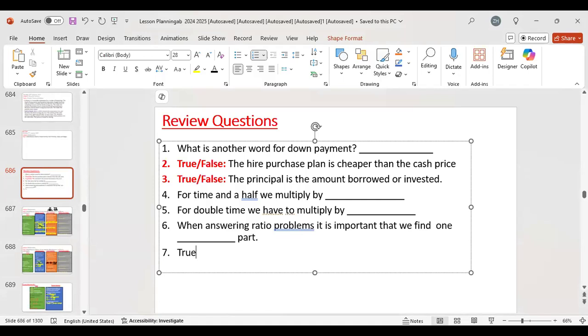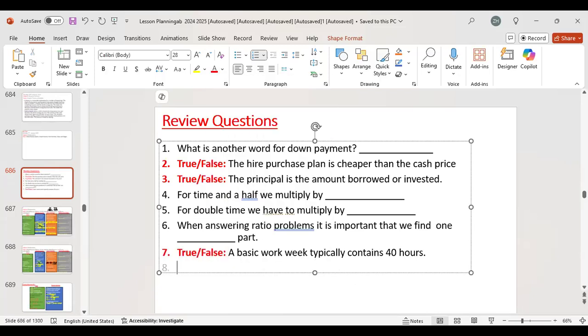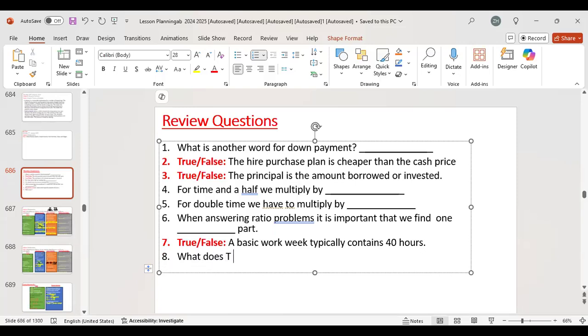True or false? A basic work week typically contains 40 hours. What does T in the simple interest formula mean?